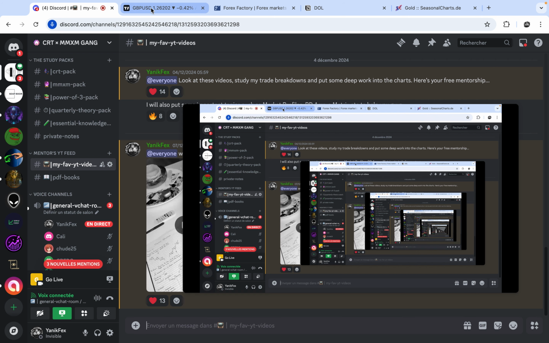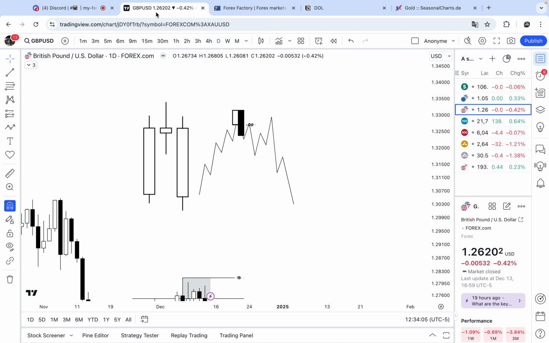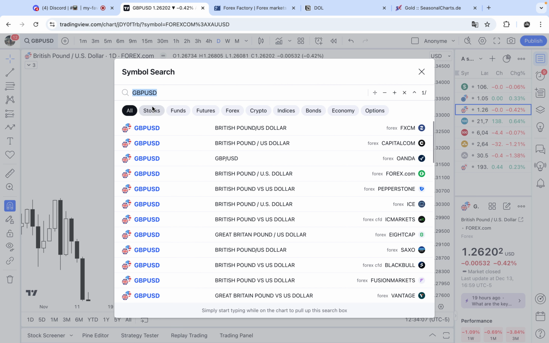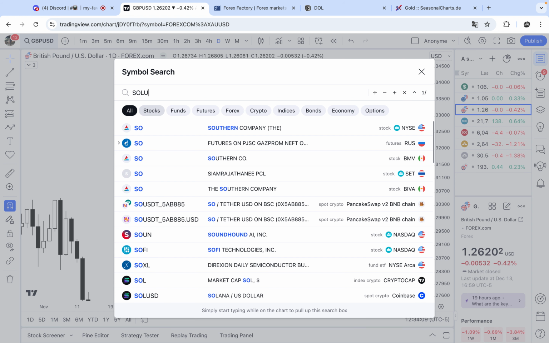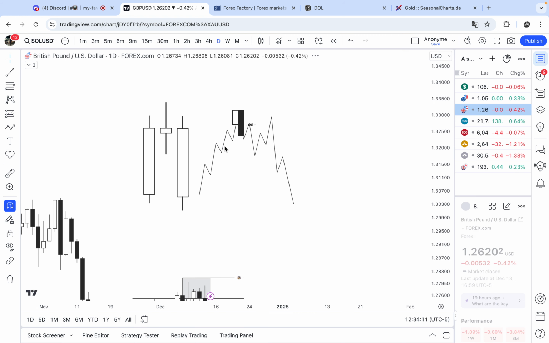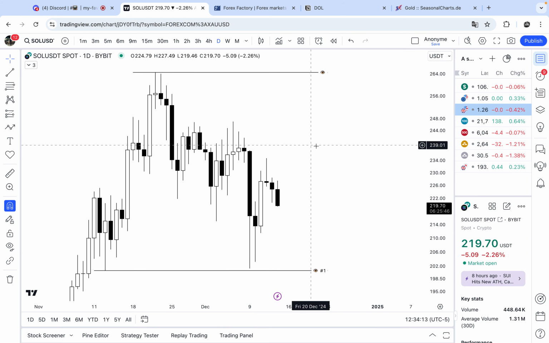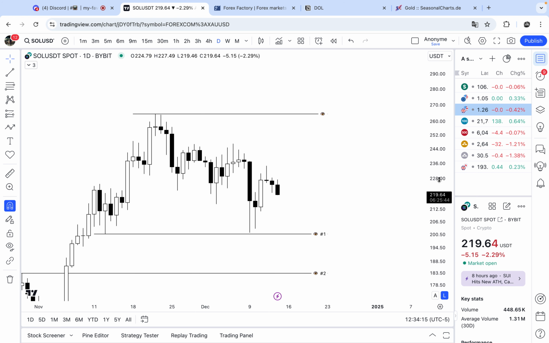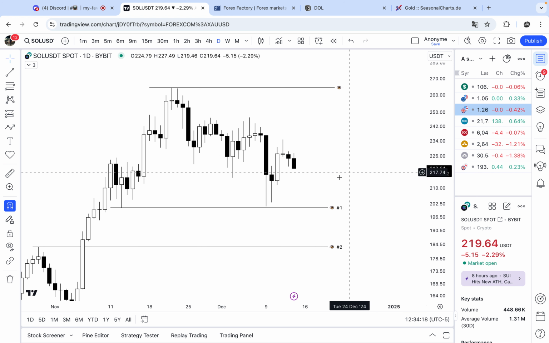Can you make a quick look at Solana? Solana, sure. Sol USD. Let me see if I'm right on that one, because I already took profit at 219, but I'm just waiting for lower at this point.